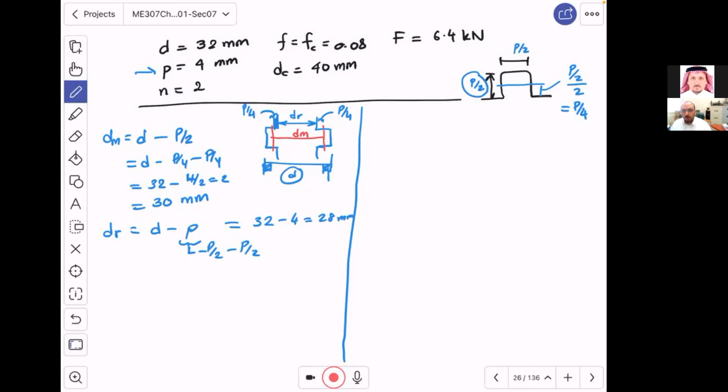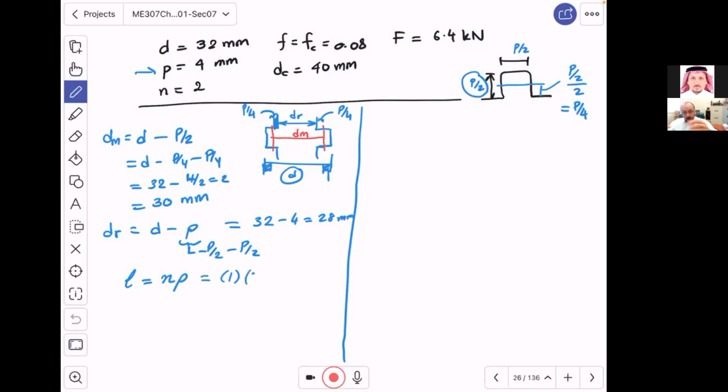Okay. Now, what is the lead? We talked about the lead, but we never gave you an equation. So this is the equation for the lead. The lead L is equal to the number of threads multiplied by the pitch. You understand? If you have single threading, N is 1, double threading, N is 2, triple threading, N is 3. So here N is 2 multiplied by the pitch. The pitch is 4, so this is going to be 8 millimeter.